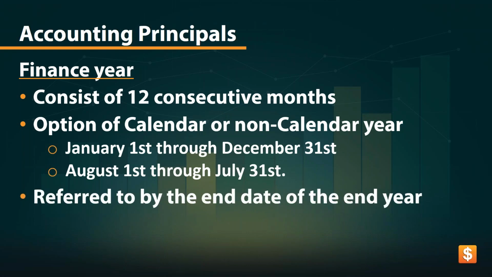And whenever you're working with a fiscal year, it is referred to by the end date of the end year. So like right now, if it's a calendar year, you're saying fiscal year 2018. If it's a non-calendar year, you're saying fiscal year 2019. So it's that end year of the last date for that fiscal or finance year.